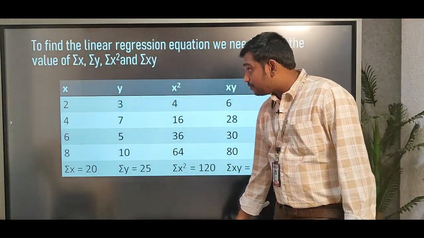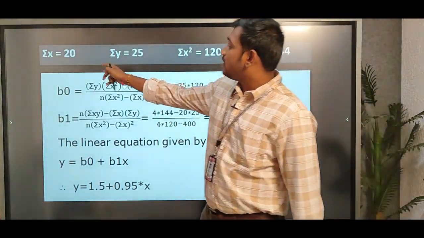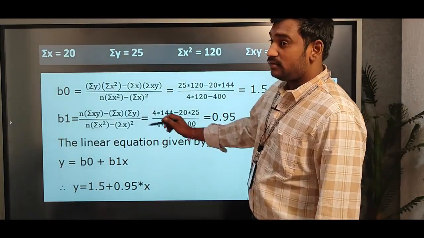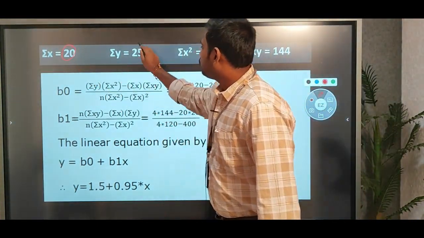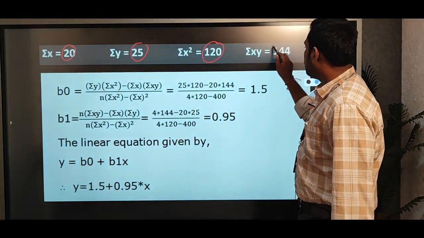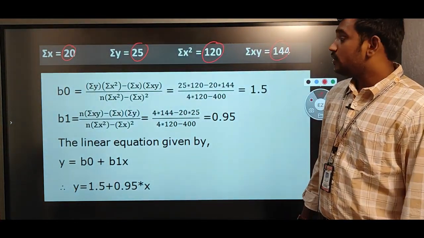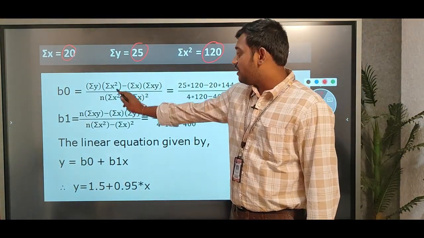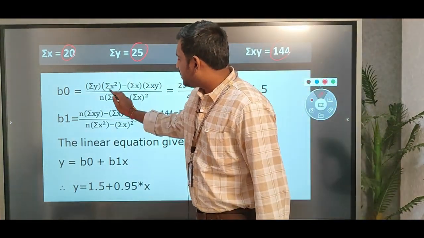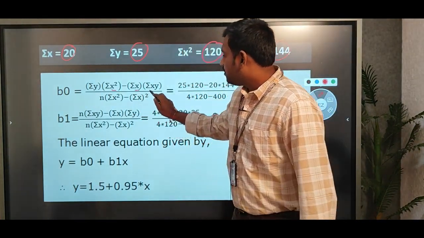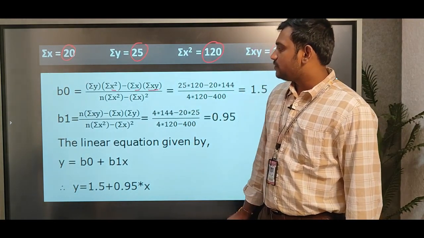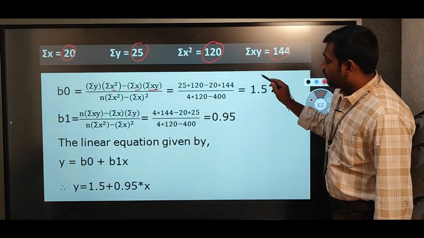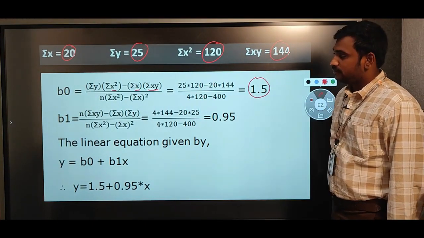So what is the next step? Already these are the answers. Sigma x I copied here, sigma y is 25, sigma x square is equal to 120 and sigma xy is 144. So this is the linear regression formula, using sigma y, sigma x square and sigma x into sigma xy. If you subtract and do all the calculation, the b0 value comes to 1.5.